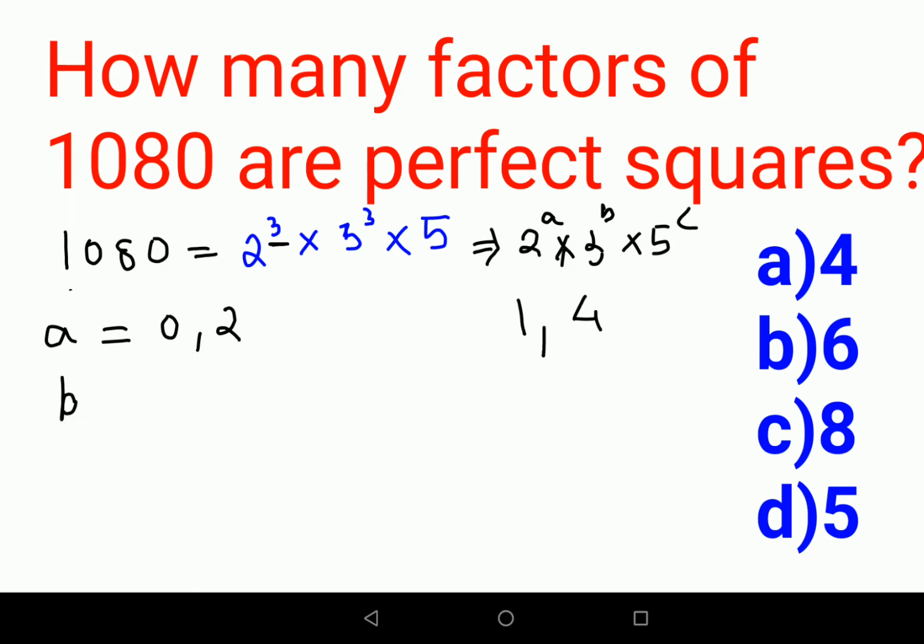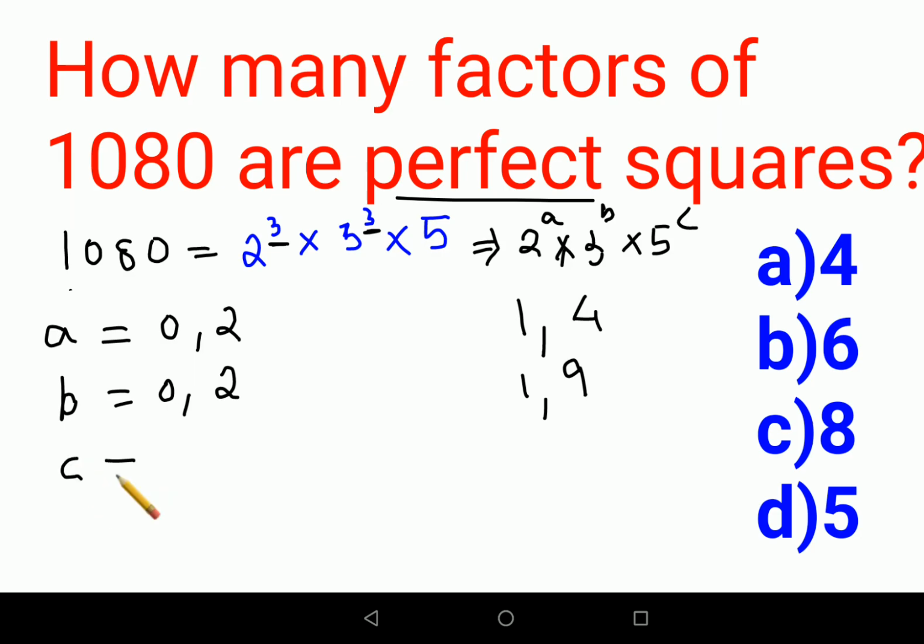Similarly, for the b value, again 3 raised to 0 will get you 1, right? That is a perfect square. 3 raised to 2 will get you 9, so that is also a perfect square. But 3 raised to 1 is not fine, right? 3 raised to 3 is also not okay, because that is getting you 27. That is not a perfect square. So again, I don't need to worry about 3 raised to 4, because here the highest index is 3 raised to 3.